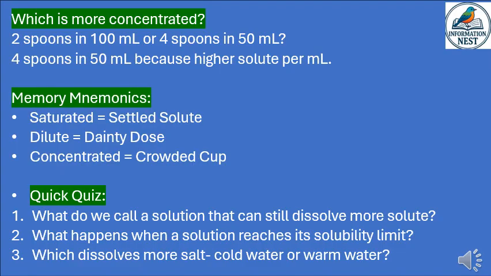Now, let me help you by giving some memory mnemonics. Saturated is settled solute, dilute is dainty dose, concentrated is crowded cup. So why did the salt stop trying to dissolve? Because it realized it had reached its limit. So next time you are mixing something, ask yourself, is it a dilute solution, concentrated solution, or saturated solution? Is the solvent still welcoming or has it shut the door? You're not just stirring, you're studying chemistry in action.